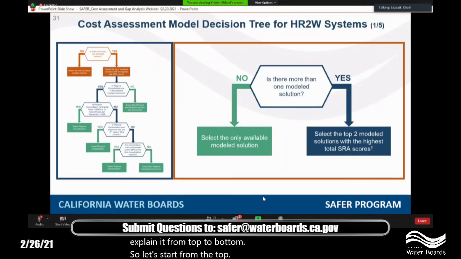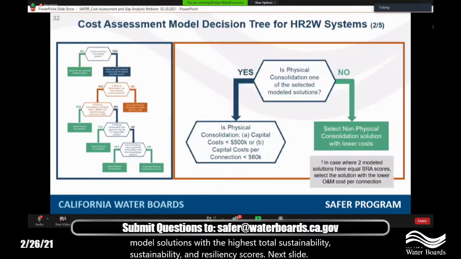We initiate by asking if there's more than one model solution for a system. Now, if there's only one solution, we select that model solution as being the best solution for a system, obviously. However, if a system has more than one model solution, what we end up doing is we select the top 2 modeled solutions with the highest total sustainability and resiliency scores. Next slide.